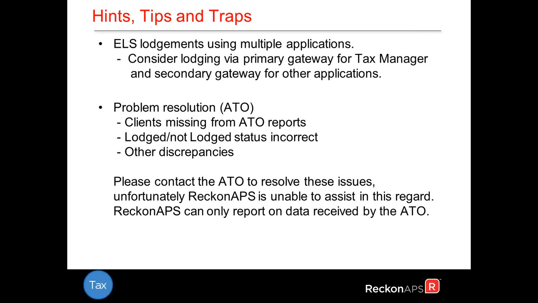Clients missing from the ATO reports. Okay, so I've seen examples where the activity statement client list, the AS report, should have all your clients on it. Some agents have complained that there are a number of clients missing off that report. In that scenario, you'll need to contact the ATO.